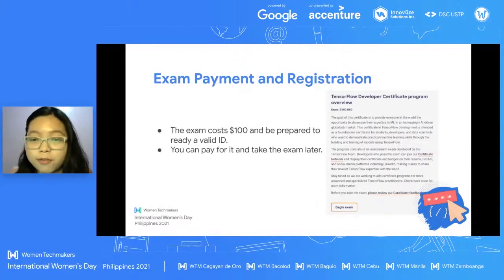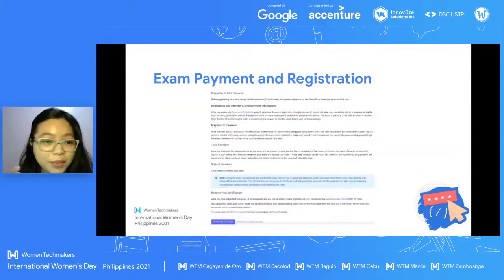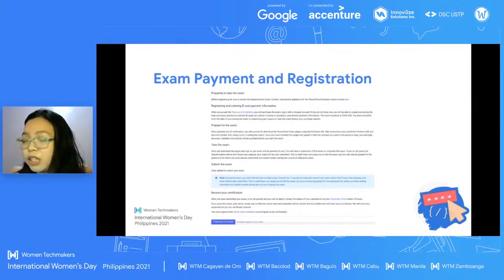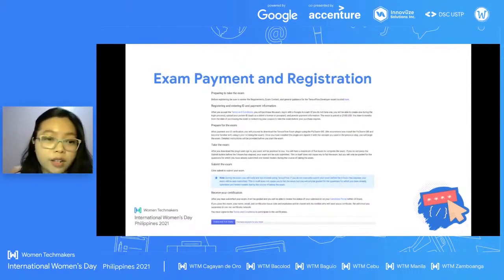So you can see here, I'm flashing some part of the TensorFlow website. You can see the details when you click begin the exam. Don't worry, clicking that button won't start the clock ticking for your exam, despite it being named begin the exam, because you actually haven't paid yet, right? So if you click it, you will see this. You can see the preparation for taking the exam. It will lead you to some files that will help you. Of course, you need to ready your ID.